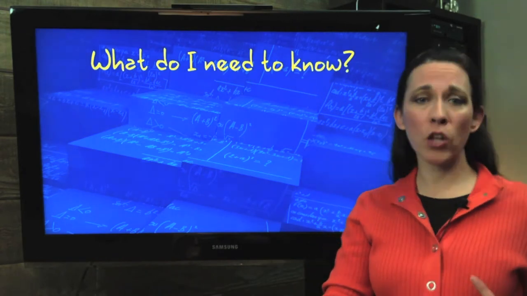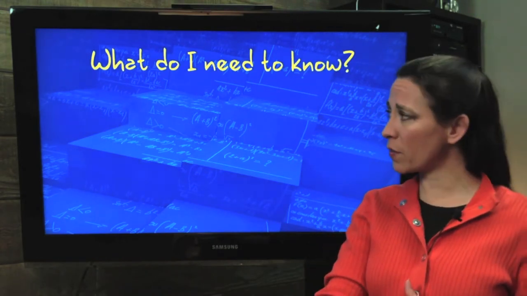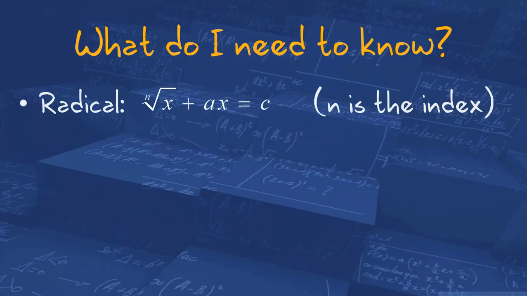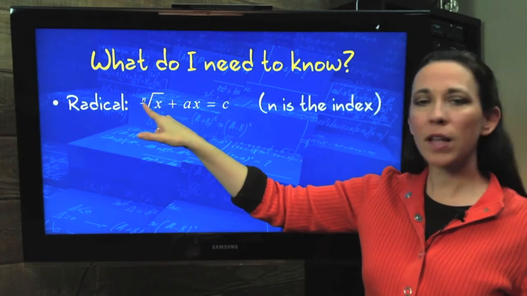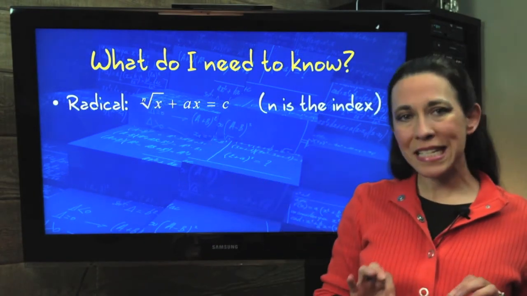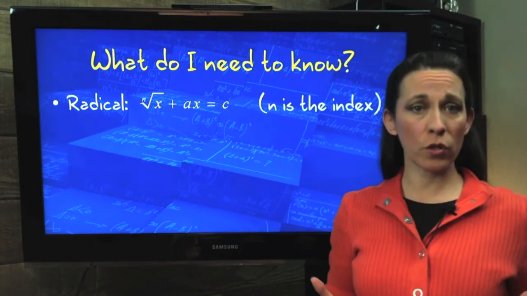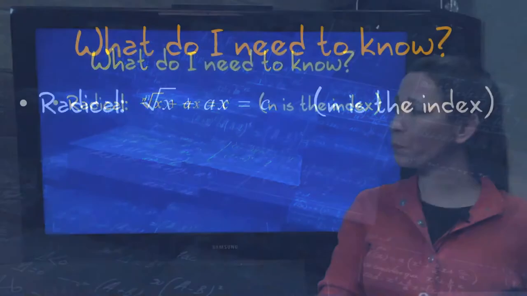So what do I need to know in order to solve these types of equations? Well, let's first determine what they look like. A radical equation will have a radical in it, like a square root or cubed root or fourth root, and you may see more than one. This little n here in the crook of the radical is called the index. If you don't see that little number, it's understood to be 2 for a square root.